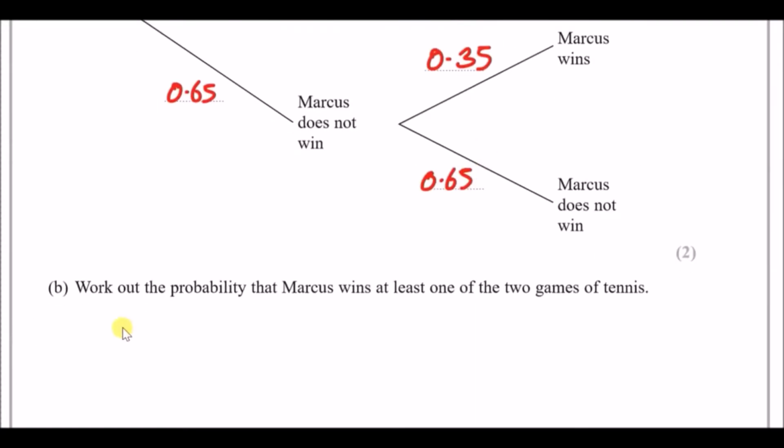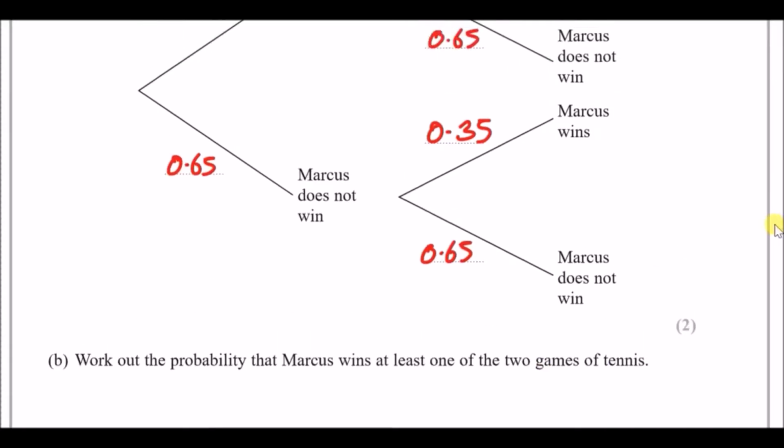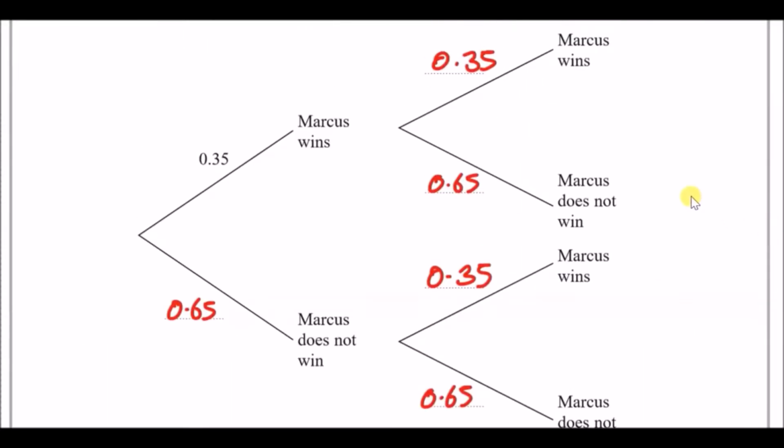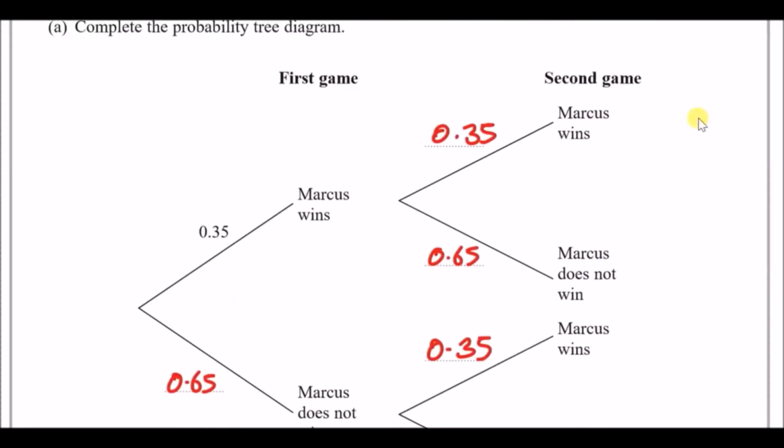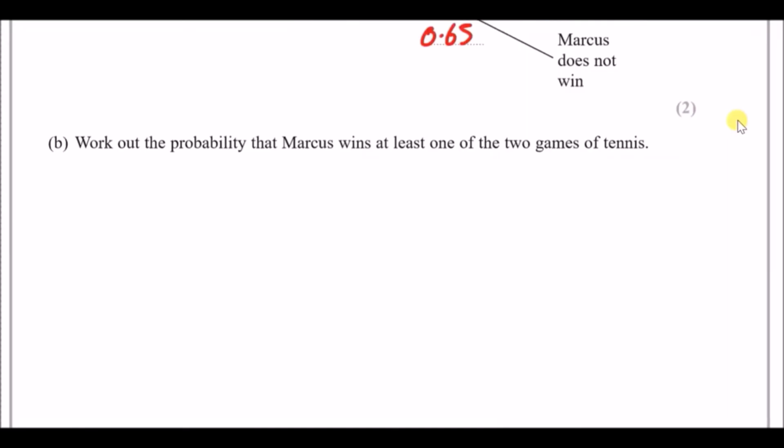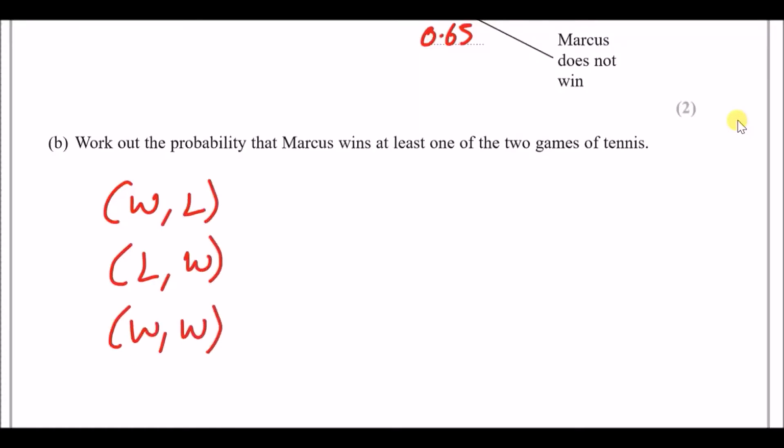Now B, work out the probability that Marcus wins at least one of the 2 games of tennis. So if he's going to win at least a game, that means he could either win the first game, then lose the second game, or lose the first game, then win the second game, or because this is at least, he could win both games because that's still at least winning a game. So we write down the probability options. So that's win the first game, lose second, lose the first, win the second, or win both games.